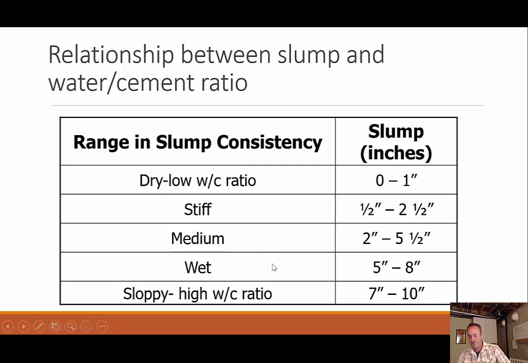Now you're starting to get great workability, but you're losing your strength unless there's a super plasticizer or something else that's making it with this high slump. So if it's wet, you expect a slump of 5 to 8 inches. And if it's sloppy, high water cement ratio, you probably have too much water in there. That's 7 to 10 inches. Unless you have a special project you're working on where you need it to flow, right? So you might have a slump like this.